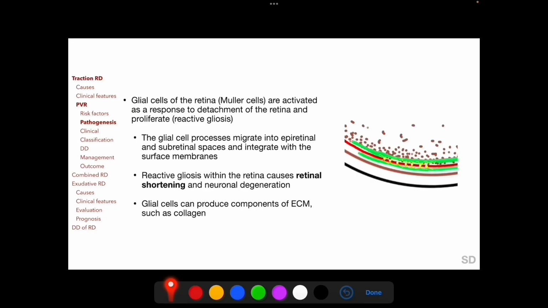The second element in the pathogenesis of PVR are the glial cells of the retina, mostly the Muller cells, which are activated as a response to detachment of the retina, and proliferate, which is called reactive gliosis. The glial cell processes migrate into the epiretinal and subretinal spaces and integrate with the surface membranes there, and in addition, reactive gliosis within the retina causes retinal shortening and neuronal degeneration.